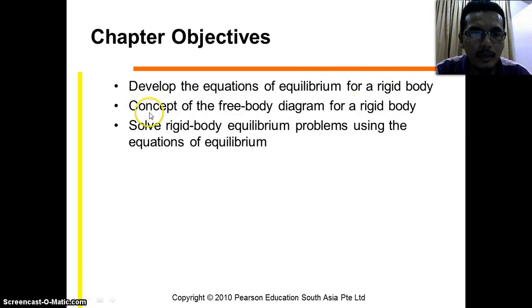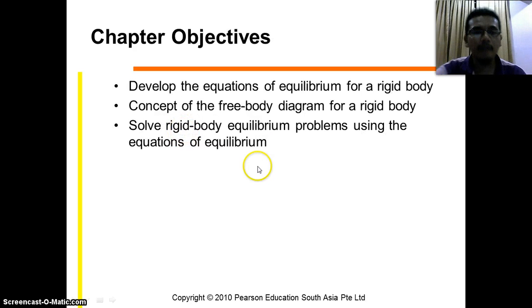The second objective is the concept of the free body diagram for a rigid body. So we need to understand the basic concept of the free body diagram for a rigid body, and then after we develop the equation, we can draw the appropriate free body diagram, so we can solve the rigid body problem using the equations of equilibrium.